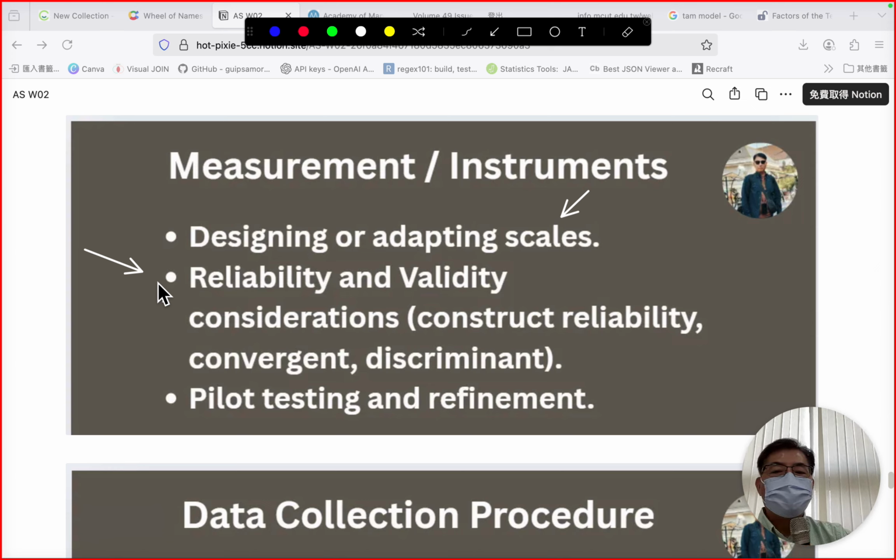Okay, but what is convergent and what is discriminant validity? I will talk about that, maybe after or before the midterm, about convergent and discriminant validity.